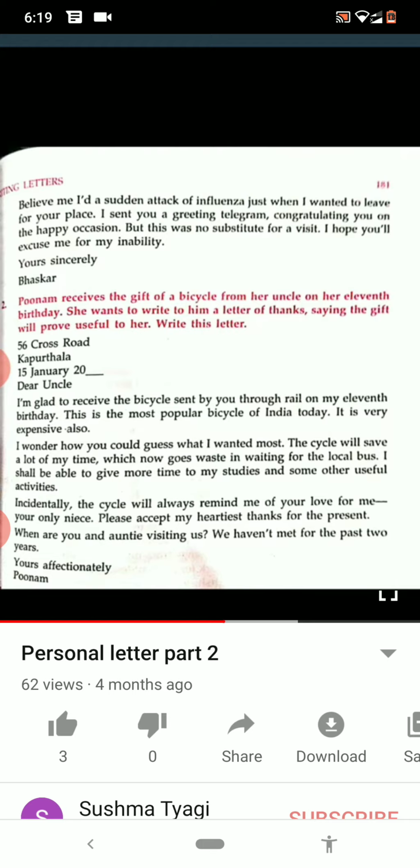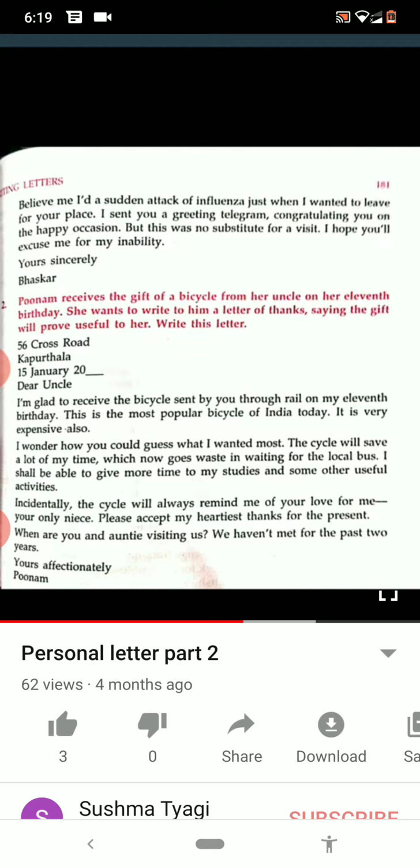It is very expensive also. I wonder how you could guess what I wanted most. The cycle will save a lot of my time, which now goes waste in waiting for the local bus too. I shall be able to give more time to my studies and some other useful activities. Incidentally, the cycle will always remind me of your love for me, your only niece.